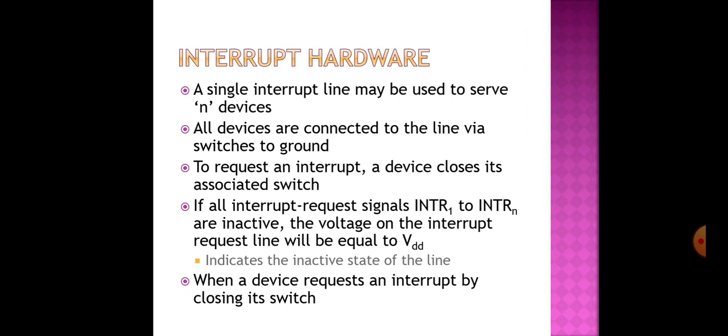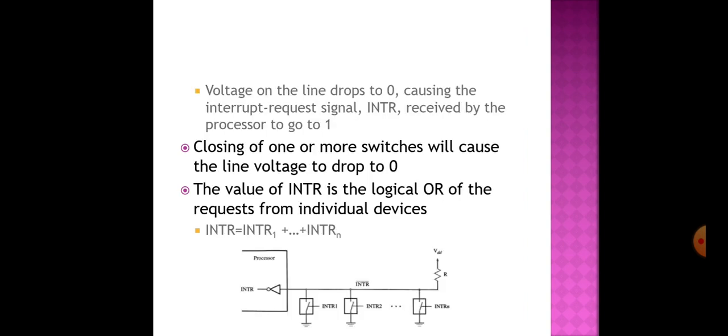If all interrupt request signals INTR1 to INTR-N are inactive, the voltage on the interrupt request line will be equal to VDD. That means there is no voltage drop across the line since all the switches are open, and it indicates the inactive state of the line. When a device requests an interrupt, it closes its switch, which results in a voltage drop across the line. That means the voltage drops to 0, which causes the interrupt request signal INTR received by the processor to go to 1.